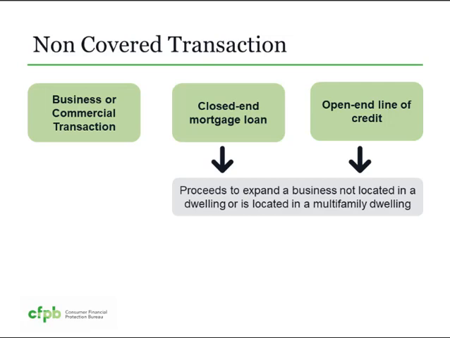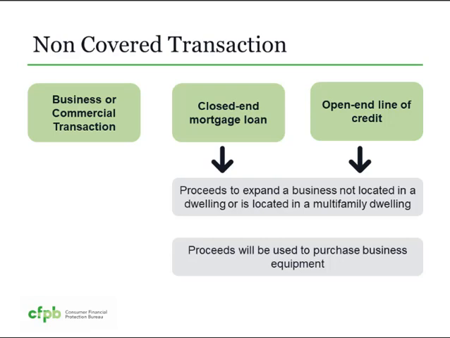An example of a transaction with a business or commercial primary purpose that is not covered under Regulation C is a closed-end mortgage loan or open-end line of credit where the proceeds will be used primarily to expand a business that is not located in a dwelling or is located in a multifamily dwelling.